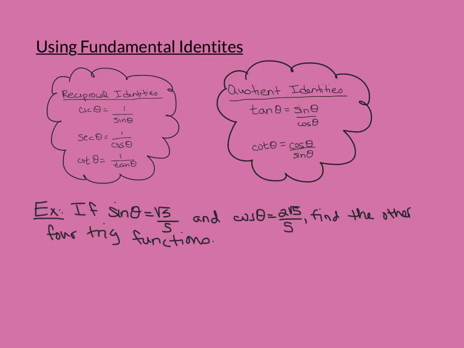So for this example, we're given that sine of theta is radical 5 over 5 and cosine of theta is 2 radical 5 over 5. We want to find the other 4 trig functions. So you can pretty much go in any order that works for you. Let's start with cosecant. So cosecant, remember, is the reciprocal of sine. You can write it as 1 over radical 5 over 5, but I actually think it's a little easier if you just rewrite it as 5 over radical 5.